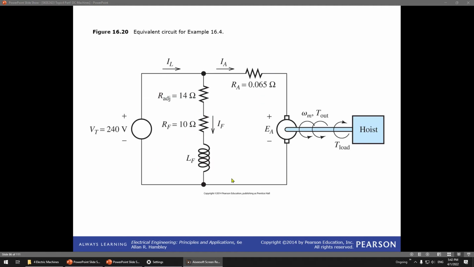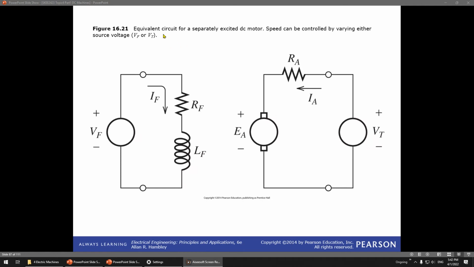You can see here this is the shunt connected DC motor. How about if you want to excite this system separately? You can see here this is the equivalent circuit for the separately excited DC motor. This means your field winding and armature winding are supplied from different sources. This is VT, the supply for the armature, and this is another supply for the field winding. So you have two supplies, and this is called a separately excited DC motor. Your speed can be varied by varying either the voltage source VT or VF.